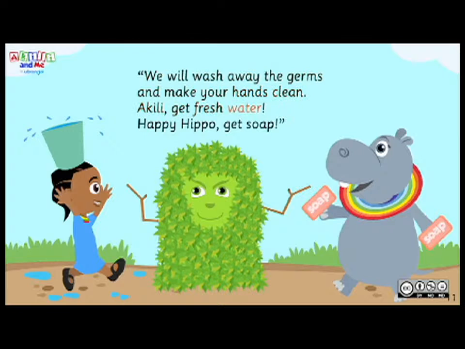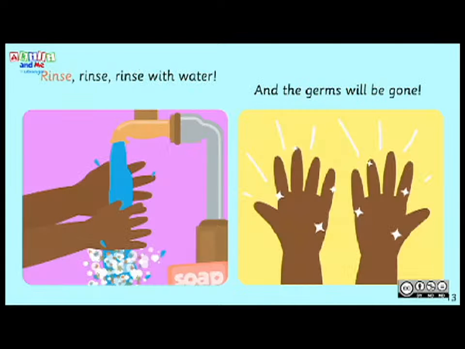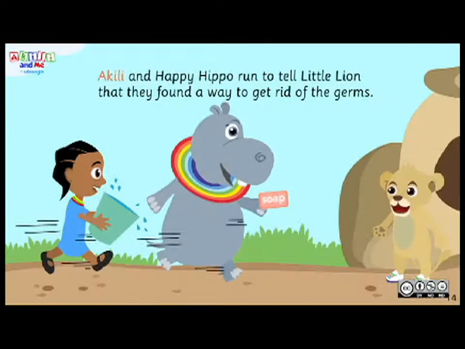Akili, get fresh water. Happy Hippo, get soap. Wash, wash, wash with water. Scrub, scrub, scrub with soap. Rinse, rinse, rinse with water, and the germs will be gone. Akili and Happy Hippo run to tell Little Lion that they found a way to get rid of the germs.